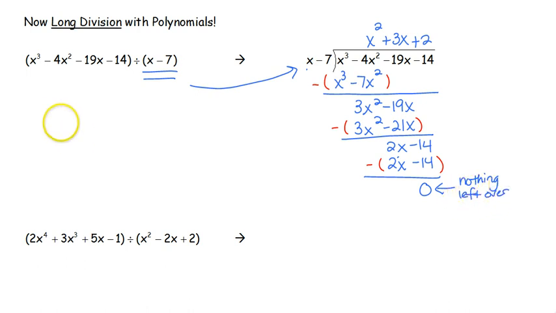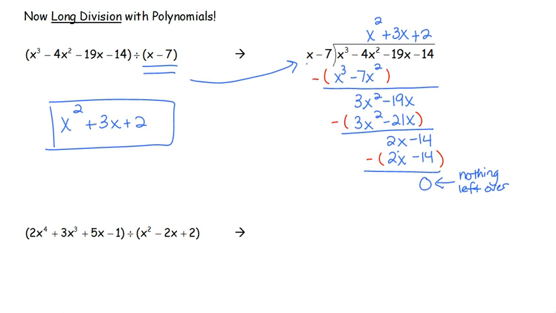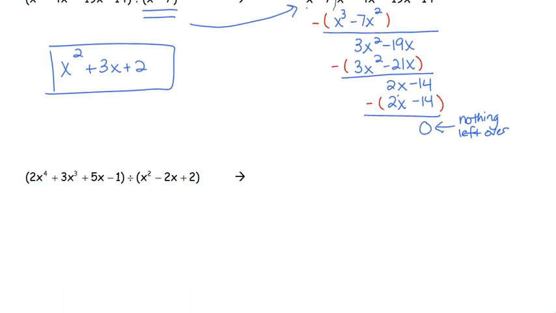Therefore, our answer is just x squared plus 3x plus 2. So when we divide those two polynomials, that's what I'm left with. I'm going to do that one more time. Again, we're dividing by x squared minus 2x plus 2, so that's what's going to go on the outside.